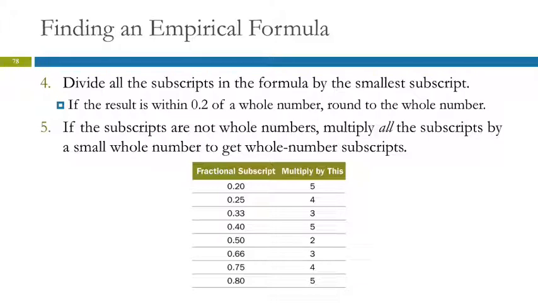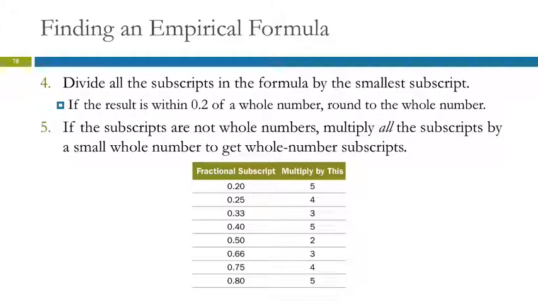So this is my personal guideline. If the result of that division is within 0.2 of a whole number, you can round it to a whole number. So if it was like 1.15, that's 0.15 from the whole number 1. You could round that. If it was 1.21, you can't round it. Okay? So that's my guideline.